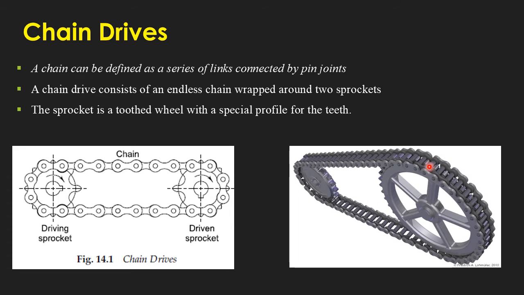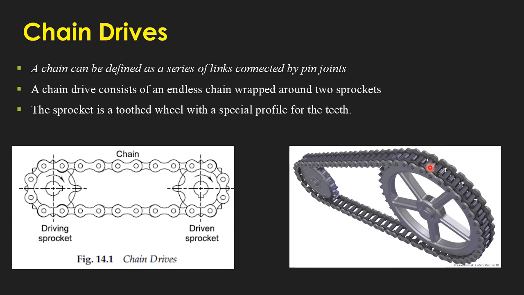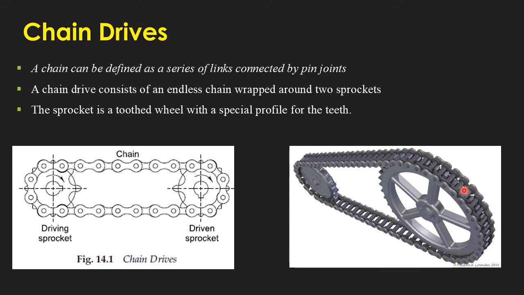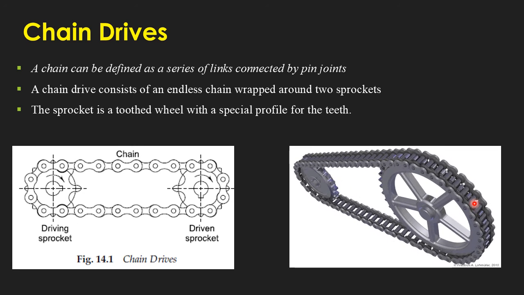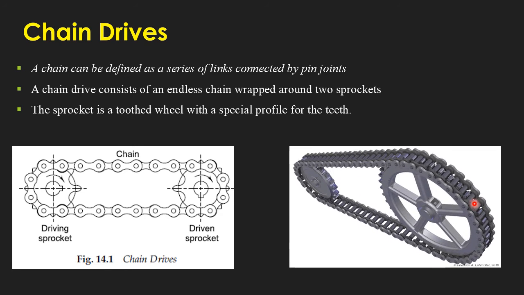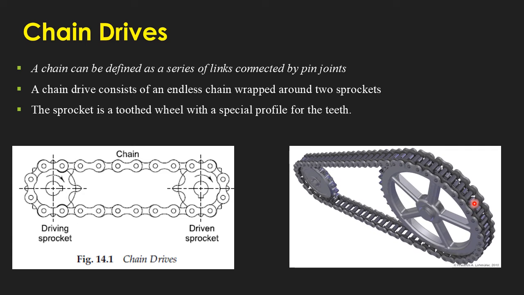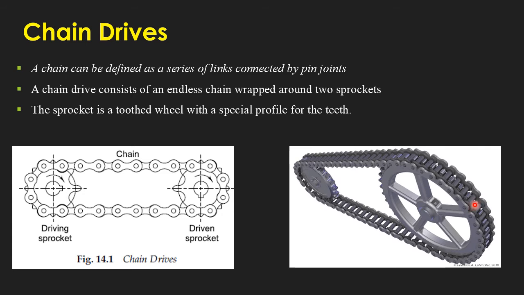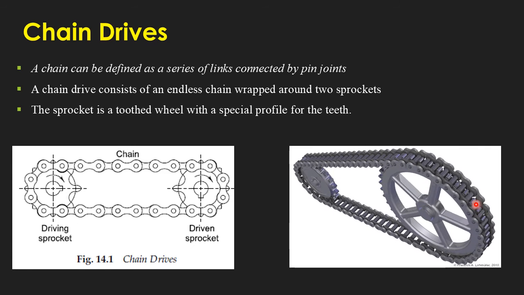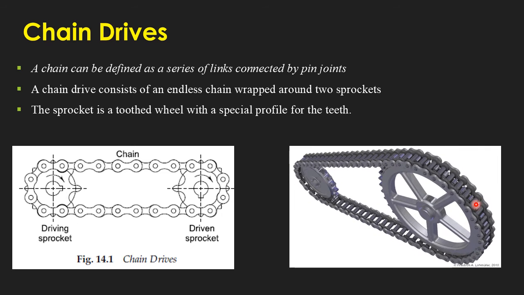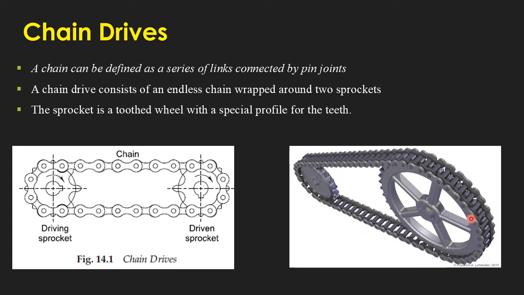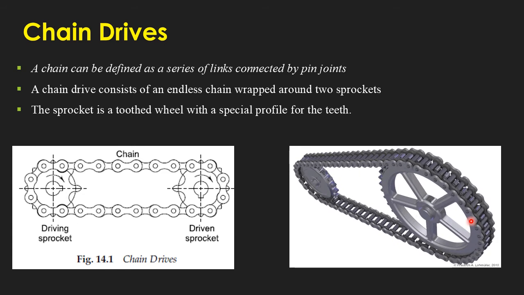As you can see here, chains are basically made up of many rigid links, which will be hinged together by pin joints. How it is joined and how the connections are basically made, we'll see in the further slides. So it is basically made up of many rigid links connected by pin joints.